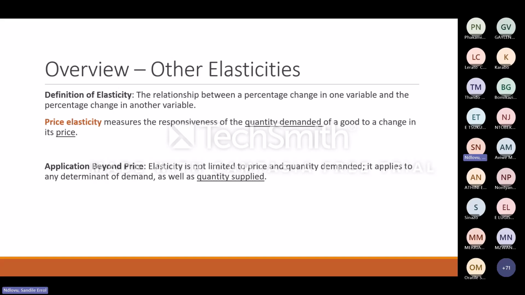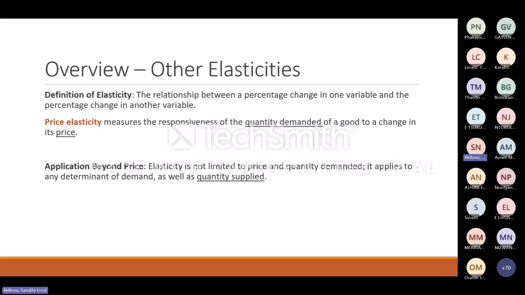But the application of elasticity is beyond just quantity demanded or the effect of price on quantity demanded. It is also used to explain the impact of any other determinant of demand. As you know, the determinants of demand would be your income, the price of substitute goods, the price of complement goods. Your quantity demanded from the perspective of a consumer is influenced by not only price, but also your income and the price of other goods in the market.